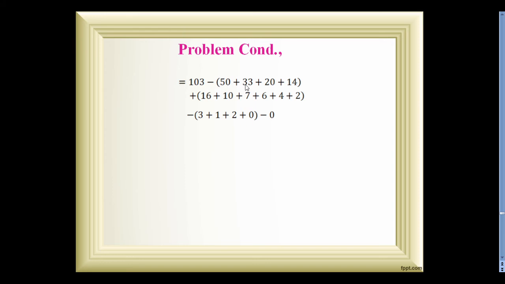103 minus 50 plus 33 plus 20 plus 14 and 16 plus 10. On adding all the values, we get pi of 100 equal to 25. So therefore, the number of primes less than or equal to 100 is 25.